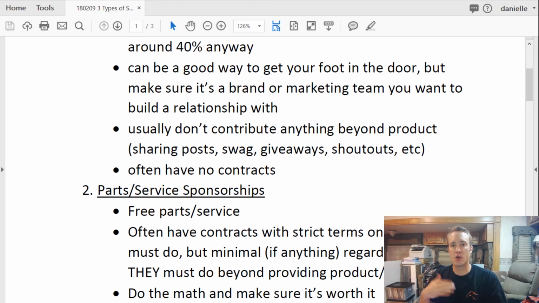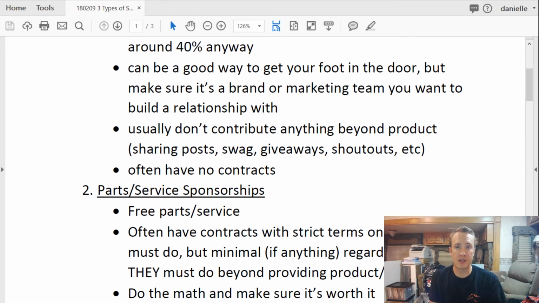But as long as you prove yourself to them, that can quickly turn into a number of different things. That can turn into bigger discounts. That can turn into swag to give away. That can turn into them sharing your posts and shouting you out through their social media channels, et cetera, to help you grow. That can turn into a lot of things.